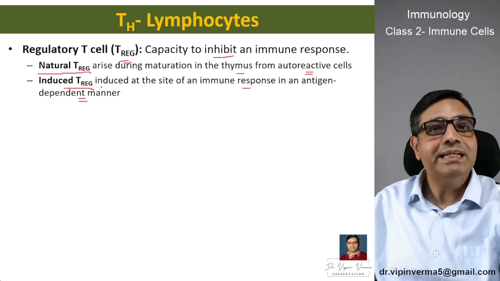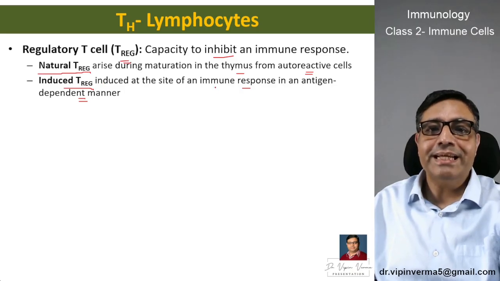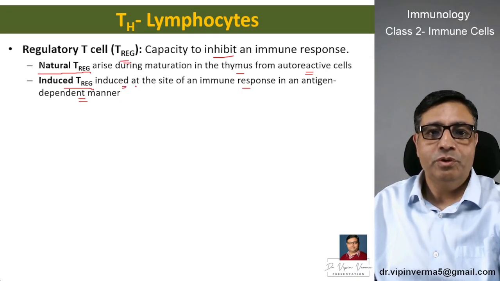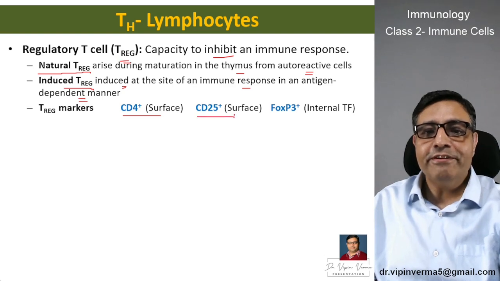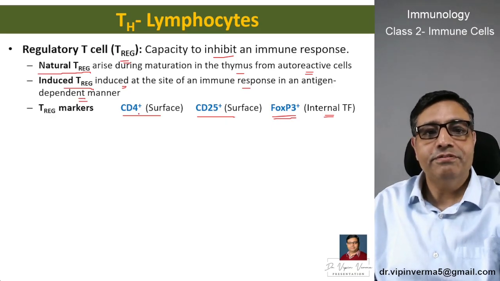These cells are induced at the site of an immune response in an antigen dependent manner. So basically these Tregs are quiet, but when they are at the site where the immune response is there, then in an antigen dependent manner they are induced. The Treg markers are CD4 positive, which is a surface marker, CD25 positive, which is again a surface marker, and then the internal transcription factor, we have FOXP3. So FOXP3 positive is internal, and CD25 and CD4 positive are the external surface markers of the Tregs.